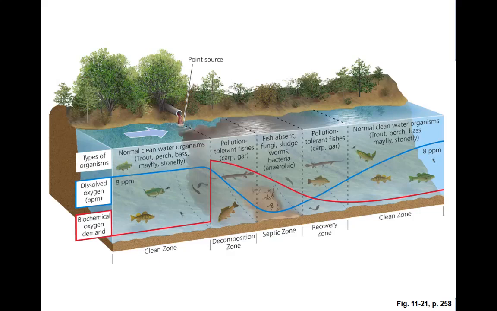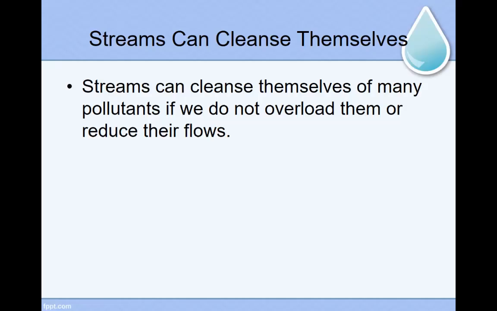So, one of the biggest takeaways that I hope you have from today is that streams can cleanse themselves of many, I mean many pollutants. But that's only possible if we don't overload them or reduce their flows. And from your reading on Apocalypse River, from what we saw in the video about the Snake River and looking at the dams on it, hopefully you're realizing that if we're going to allow the streams to cleanse themselves and use that ecosystem service, we have to leave enough water in it for it to be able to flow.